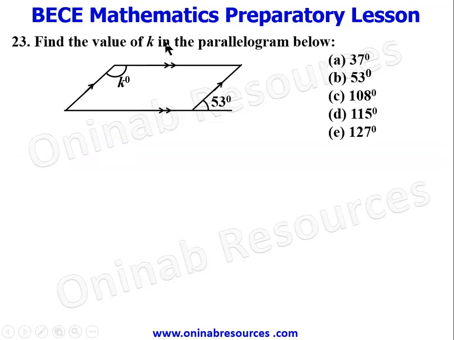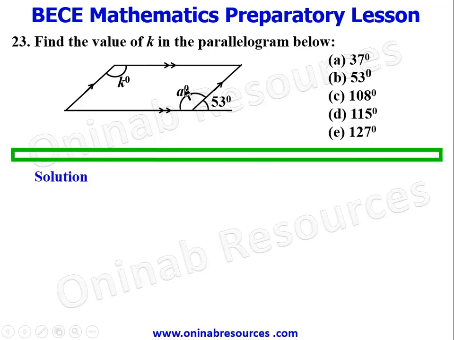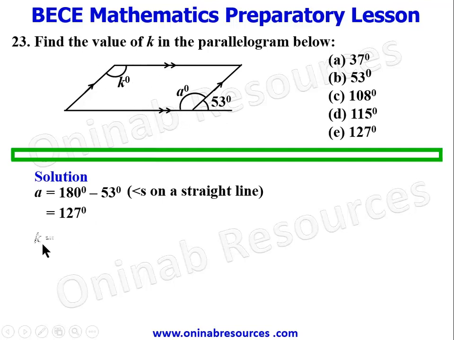Problem 23, find the value of k in the parallelogram below. Did you know that opposite angles of a parallelogram are equal? That is the property of the parallelogram we are going to use. So we will be able to find this angle first. We find this angle, call it A. So we say A is equal to 180 degrees minus 53 degrees. That is angles on a straight line, and that gives 127 degrees. And we said opposite angles of a parallelogram are equal, therefore k is equal to 127 degrees.